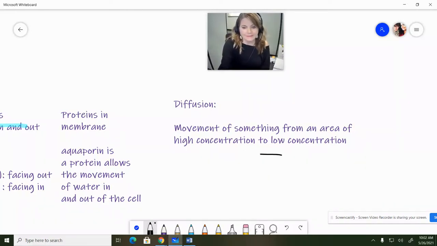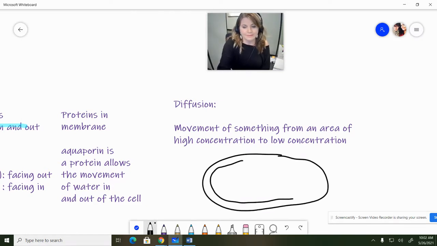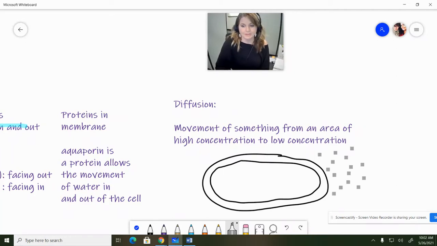So if we have a cell, and we have our cell membrane here, let's say we have a very high concentration of oxygen outside of the cell. We'll call these oxygen molecules. And a very low concentration inside the cell. So concentration, think about it as the number of molecules in a given space. So if it's a high concentration, you've got more of them crowded into the same space. If you have a low concentration, there's fewer of them.